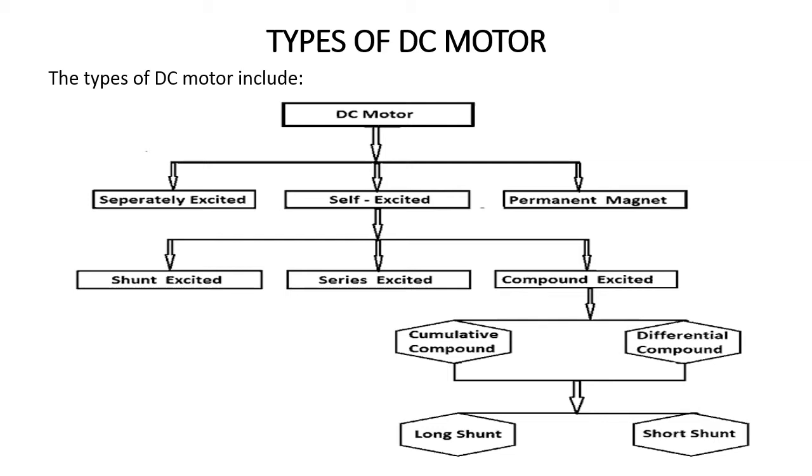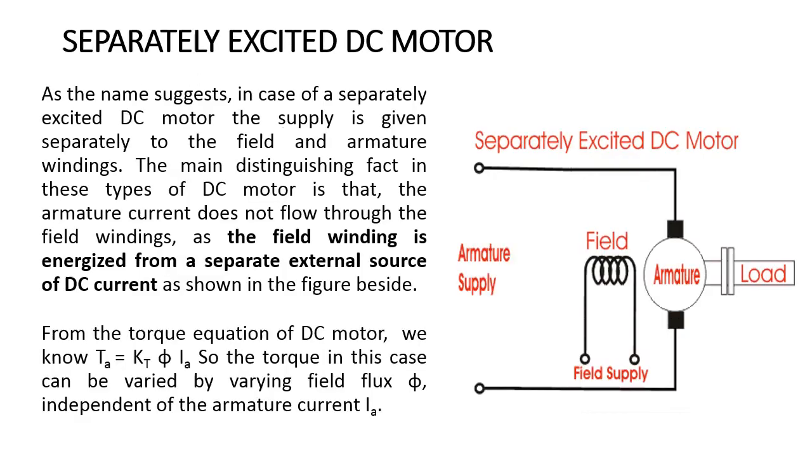Once again, compound wound DC motors are classified into long shunt and short shunt. Similarly, as in DC generators, if the series field aids the shunt field, then you get the cumulative compound DC motor. If the series field opposes the shunt field, then the type of motor is called a differential compound DC motor. First we will see a separately excited DC motor.